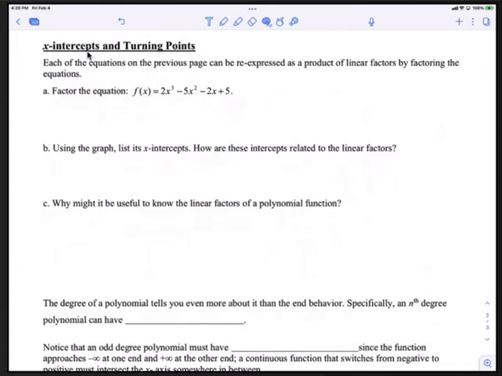All right, let's discuss x-intercepts and turning points. Each of the equations on the previous page can be re-expressed as a product of linear factors by factoring the equations. Factor the equation 2x to the third minus 5x squared minus 2x plus 5. We can factor by grouping because we have 4 terms here. And in grouping, we would group the first 2 together and group the last 2 together. Then we'd find the greatest common factor of each group.